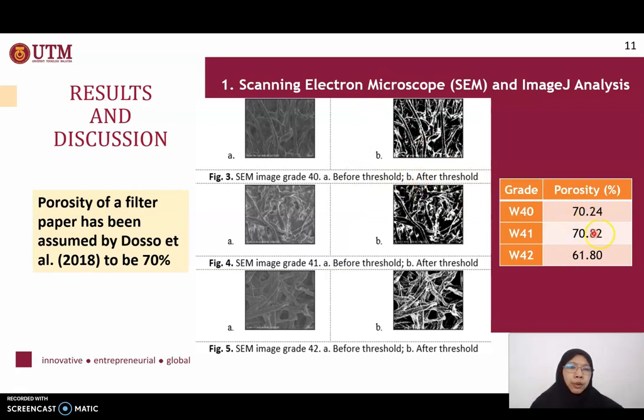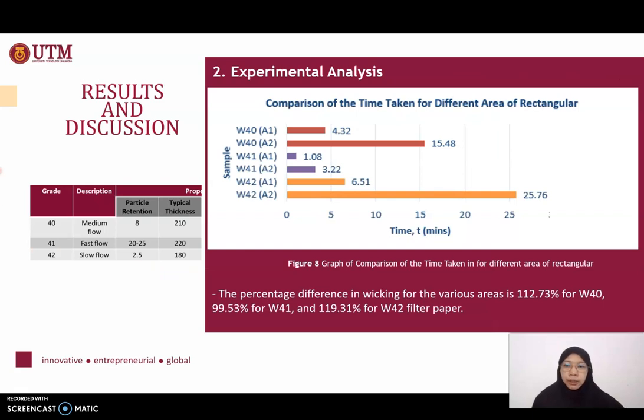So this is from the SEM images and from ImageJ. Okay, so we can get the porosity of about 70% for 40 and 41 and about 62% for 42. So 70% is actually the same as the approximation by Dal Dosso previously. So it's a good value that we get. So in terms of the results and discussion, all of these will be related back to the specification of the paper.